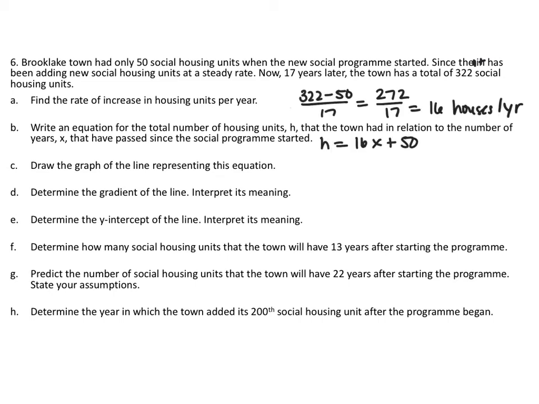So for parts A and B, I found out what the rate of increase was by finding how many houses had been added. So there were 272 new houses over the 17 years, so they're averaging 16 new houses per year. So then for our equation here, you're going to have the number of houses equal to 16 times how many years plus the 50 that we started with. So if you haven't already done so, go ahead and pause the video and finish parts C through H.